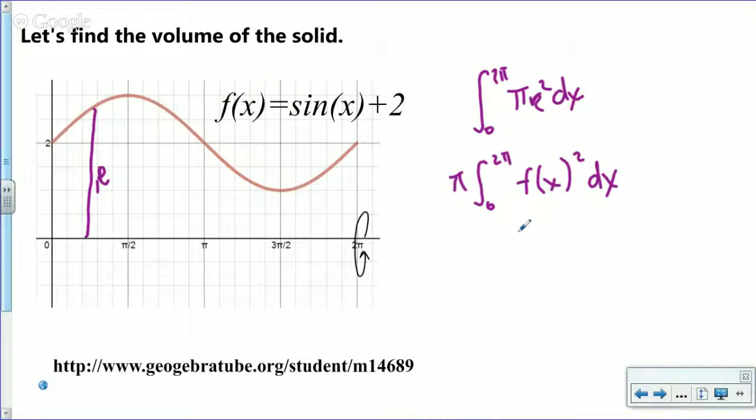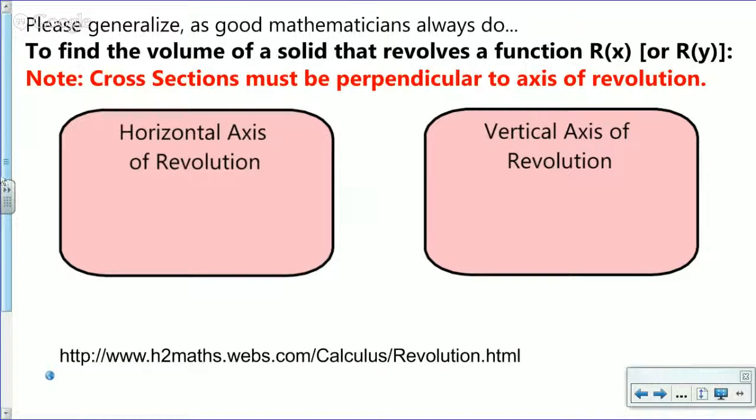So if I go back to this example here, my axis of revolution was the x-axis, correct, which is horizontal. So my cross section, my radius here, has to be perpendicular to the x-axis. So if you have a horizontal axis of revolution, you're always going to have dx's. Everything's going to be in terms of x. If you have a vertical axis of revolution, you'll have a dy. Everything will be in terms of y. All right, so let's generalize here.